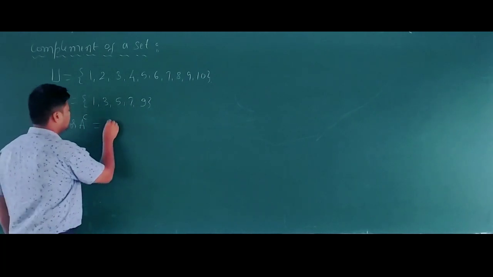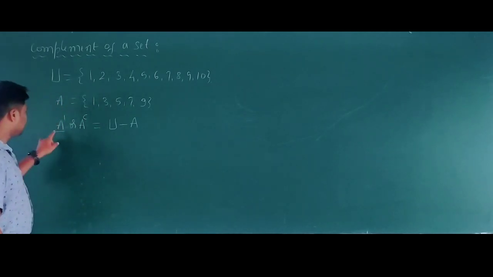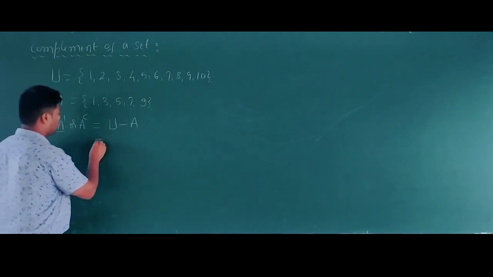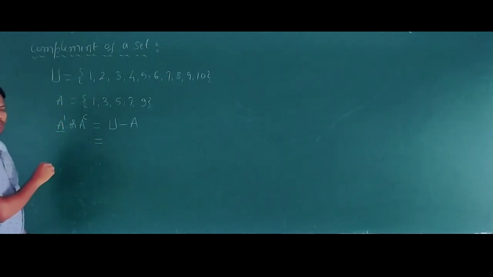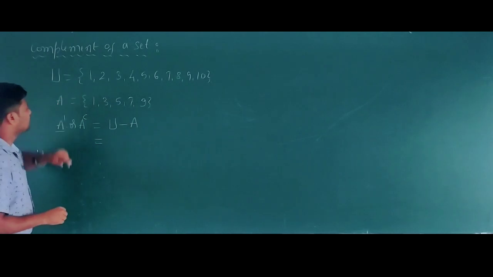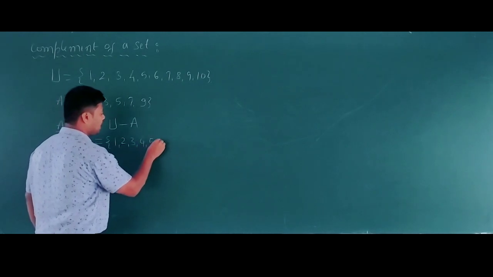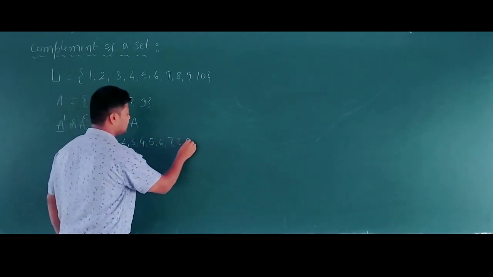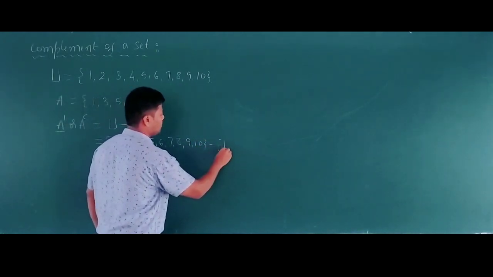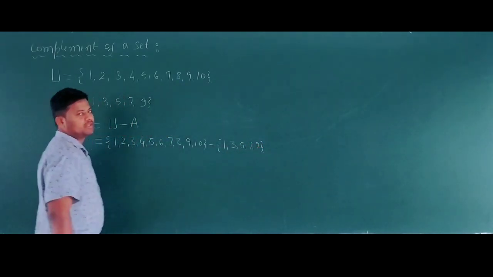This is nothing but universal set minus set A. So A dash equals universal set minus set A. Then what is the set A dash? To find this, subtract the elements of A from the universal set. So what is set U? This contains 1, 2, 3, 4, 5, 6, 7, 8, 9, 10, minus set A, 1, 3, 5, 7, 9.